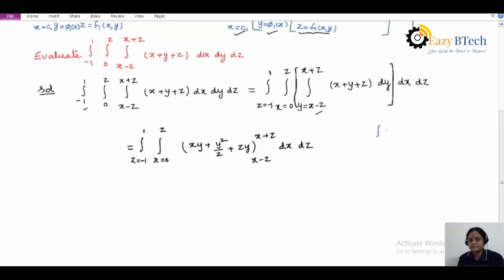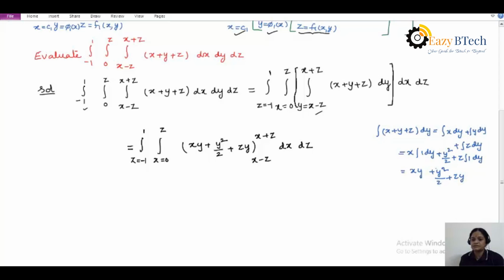I am writing here how you get xy and zy. The integral of x plus y plus z with respect to y: dividing, the integral of x dy, plus the integral of y dy, plus the integral of z dy. Here x is constant, so 1 dy, because we are integrating with respect to y. The integral of y is y square by 2, and z is constant with 1 dy. So finally the integration is xy plus y square by 2 plus zy.